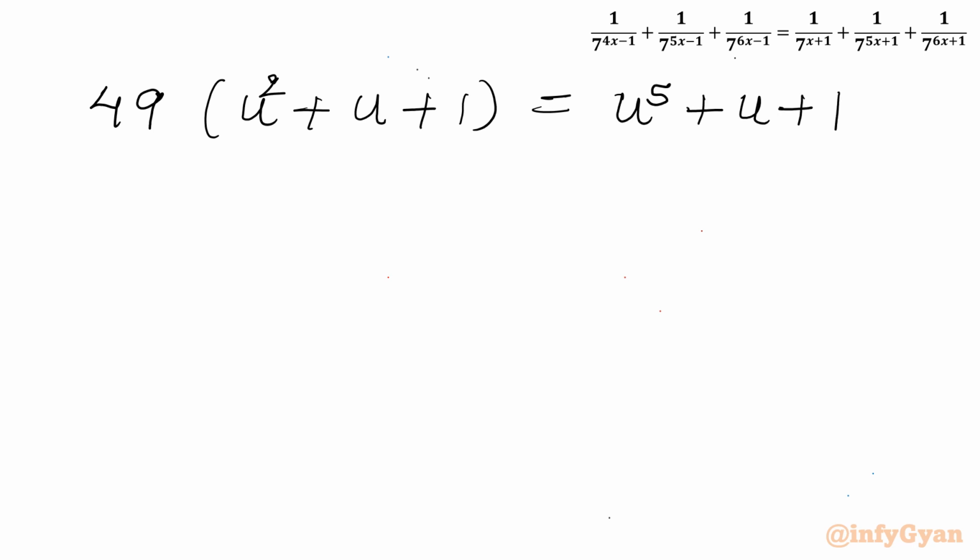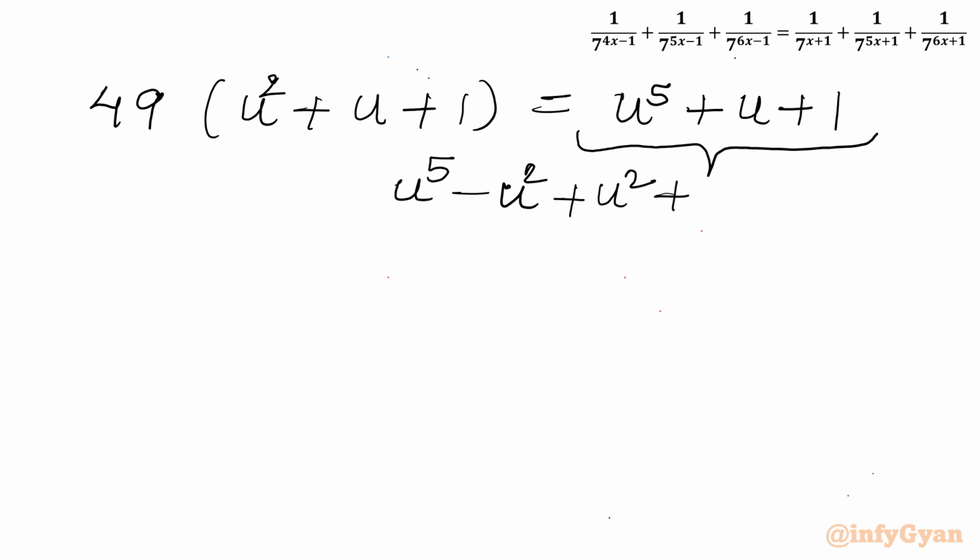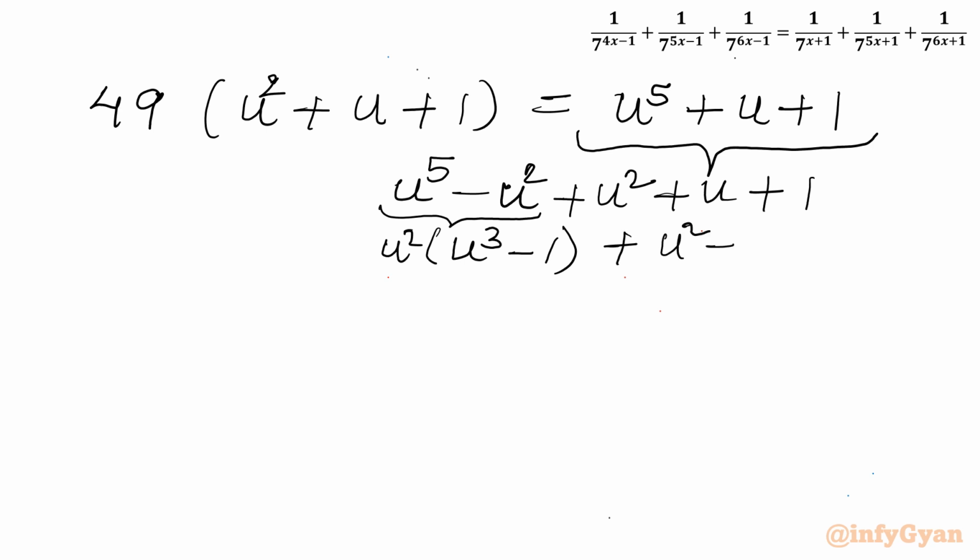Now I will consider our RHS first, to see how we can simplify it. So I will write u^5 as it is, then I will subtract u^2, so I need to add u^2 plus u plus 1. Now from these two terms we can take u^2 common. So in bracket u^3 minus 1, then we have u^2 plus u plus 1.